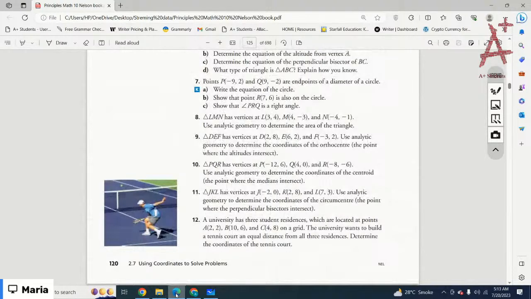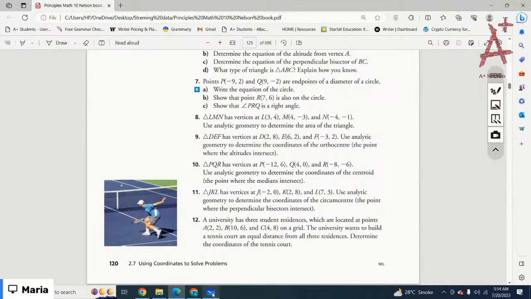Okay, let's just start with question number 10. Triangle PQR has vertices P(-12, 6), Q(4, 0), and R(-8, -6). Use analytic geometry to determine the coordinates of the centroid. You have to calculate the coordinates of the centroid. So first, let's calculate the midpoints of PQ and QR.